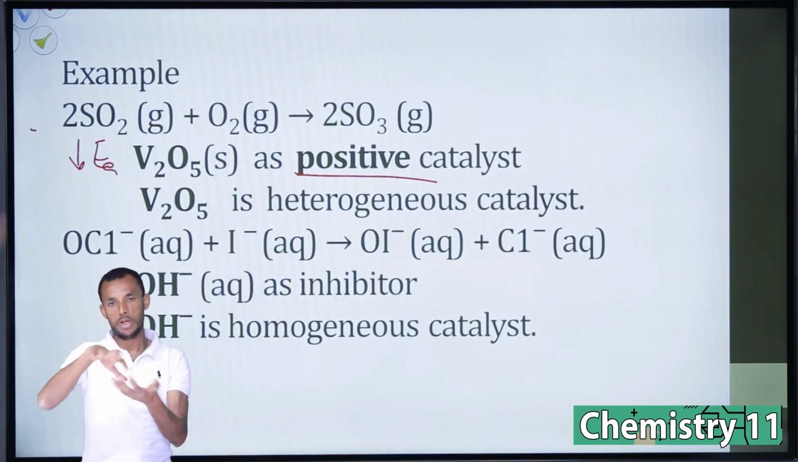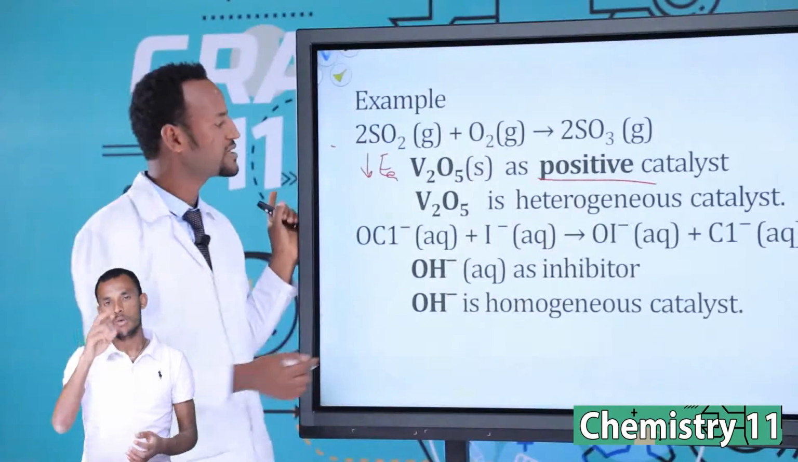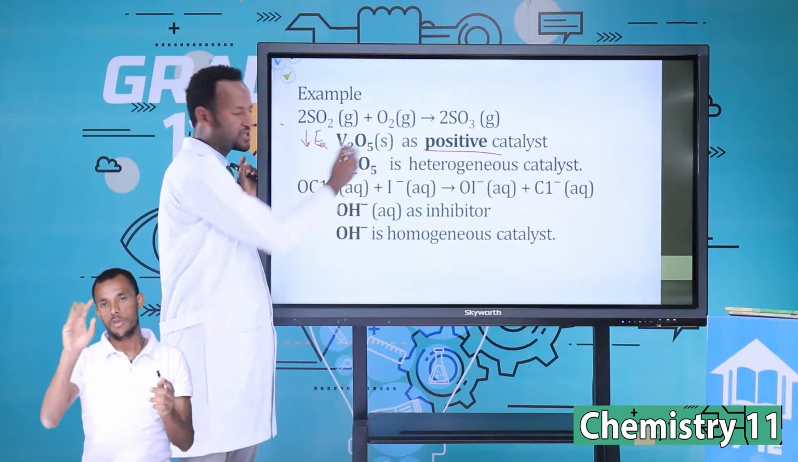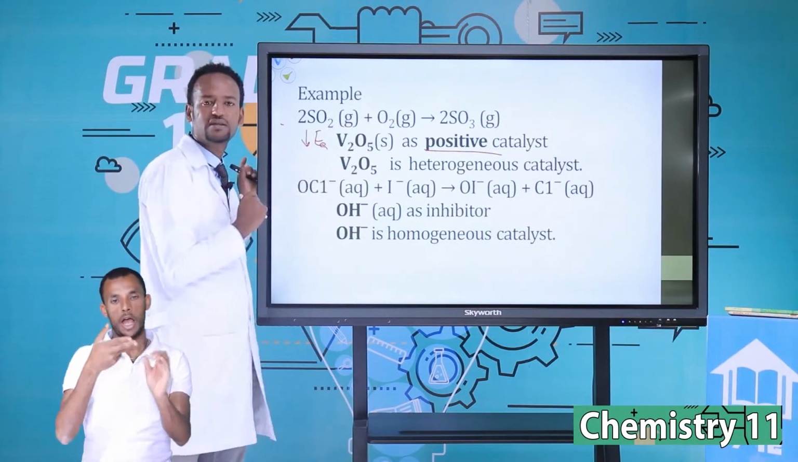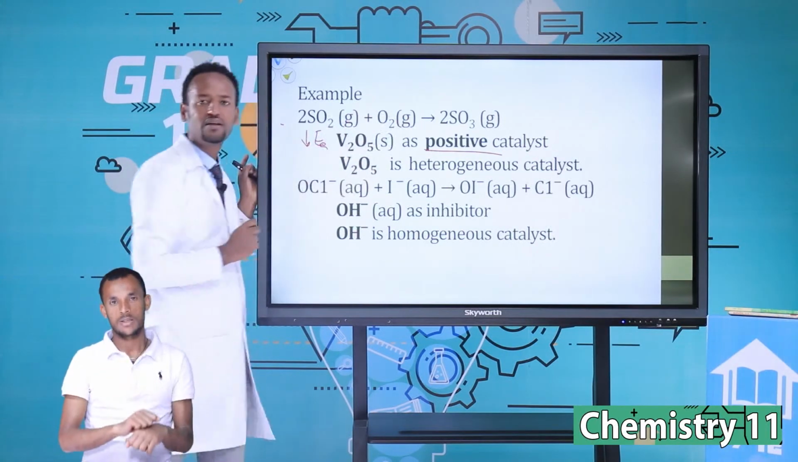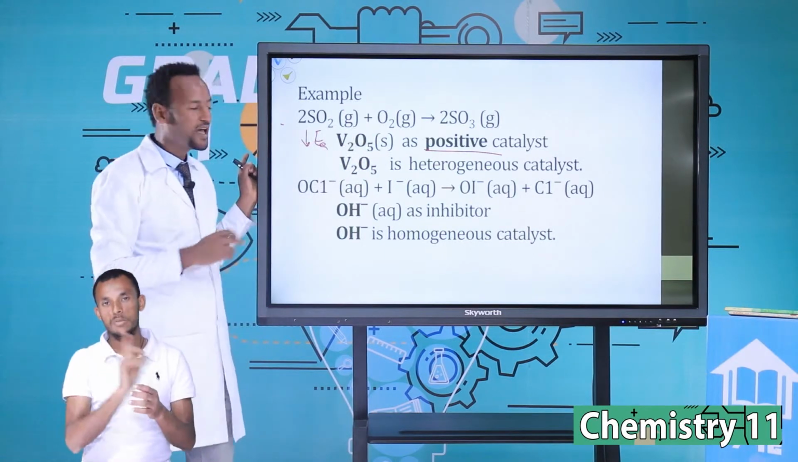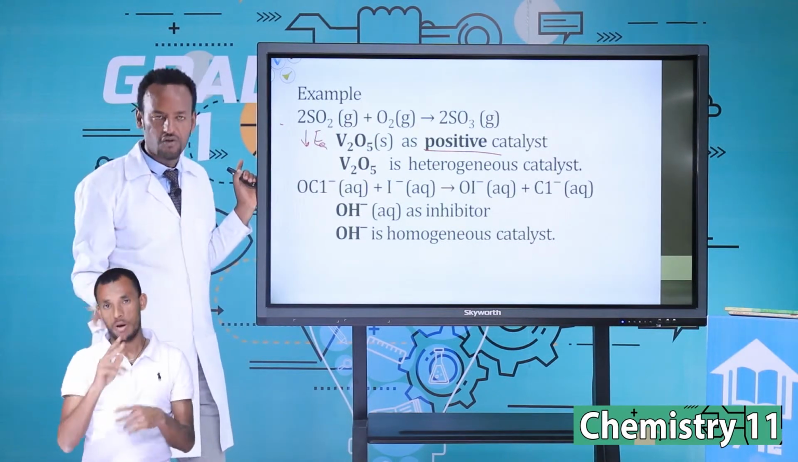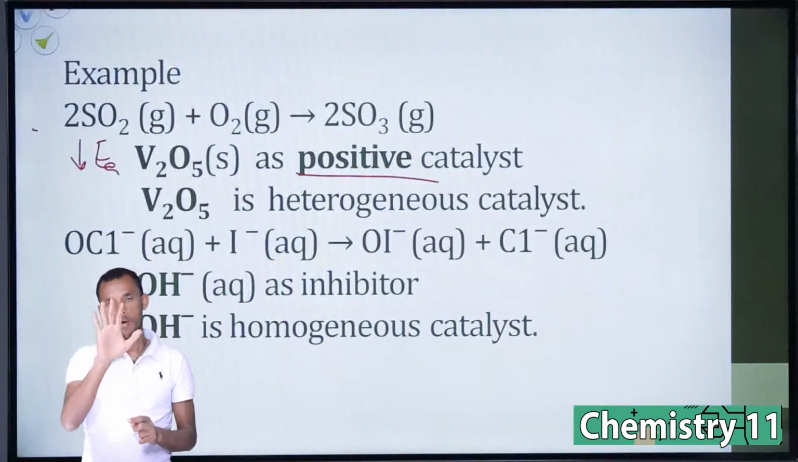Again, V2O5 is a heterogeneous catalyst. V2O5 is a solid, and the state of the reactant is gas. What is the physical state of the reactant? Gas. What is the physical state of the catalyst? Solid. Is it the same physical state? No. Therefore, V2O5 is a heterogeneous catalyst.